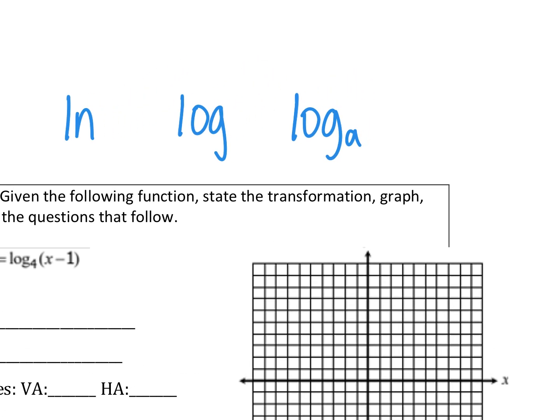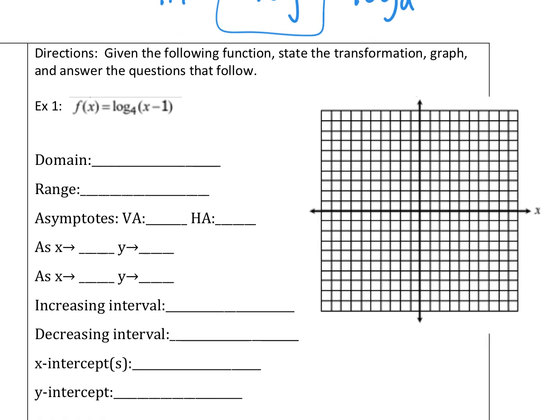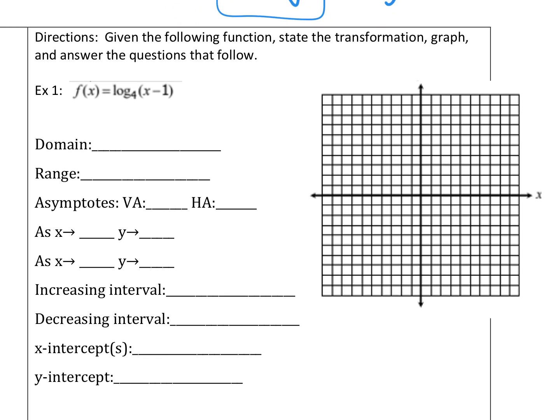Which one do you think I should pick for this? The one with the A, because it's got a base. Why would I ever pick this one if I didn't have a written base? Because that would mean it was an invisible 10. Okay, good. You guys are smart. All right, go type this in.